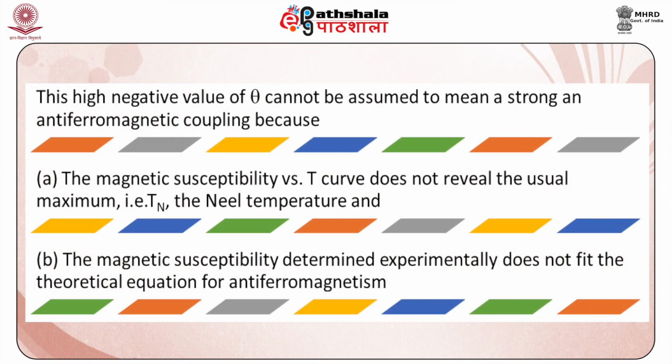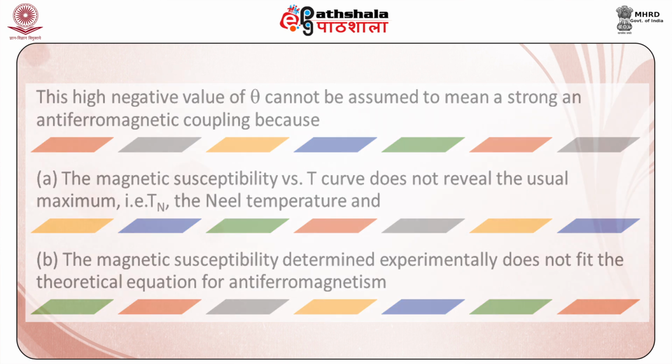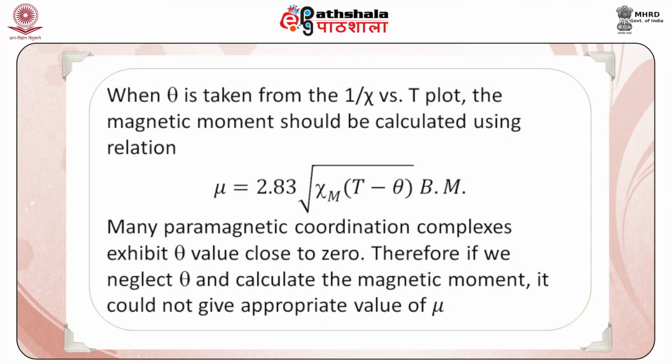This high negative value of theta cannot be assumed to mean a strong antiferromagnetic coupling because A. the magnetic susceptibility versus T curve does not reveal the usual maximum, which would indicate TN, the Néel temperature. B. The magnetic susceptibility determined experimentally does not fit the theoretical equation for antiferromagnetism.